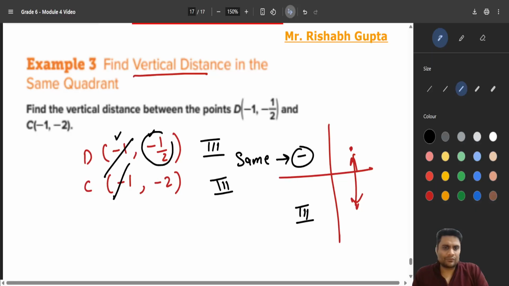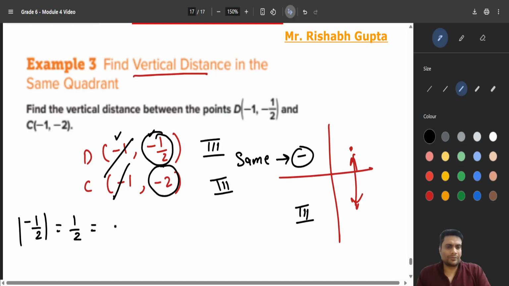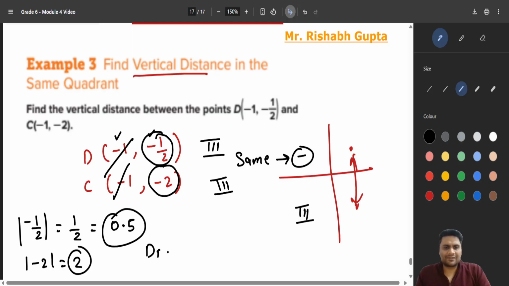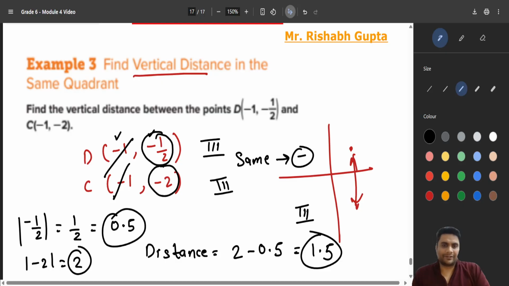So we will not deal with the ones because they are same. First we will take the absolute value of this and this. So -1 over 2 absolute value will be 1 over 2. 1 over 2 means half, which means 0.5. Yes, and the absolute value of -2 will be simply 2. Now because they are in the same quadrant, for the distance we have to do minus. So we will do 2 minus 0.5, which will be 1.5. So the distance between 2 points is 1.5.